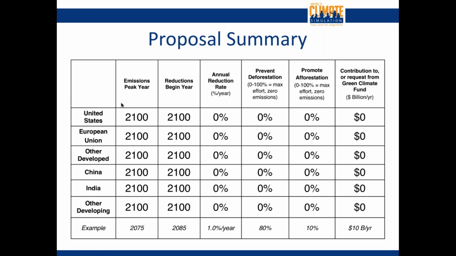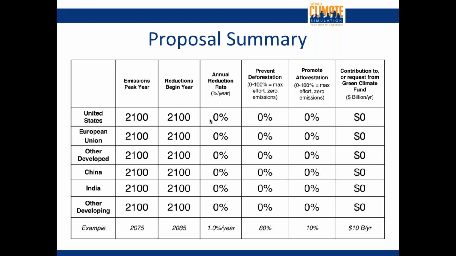But in a situation in which we're taking action on climate, the first thing emissions need to do is they need to stop growing. They need to peak. Then the second is what year emissions then begin to reduce and at what rate. So sometimes people ask, well, what's a reasonable rate? And I say, well, 5% would be an extremely fast rate.